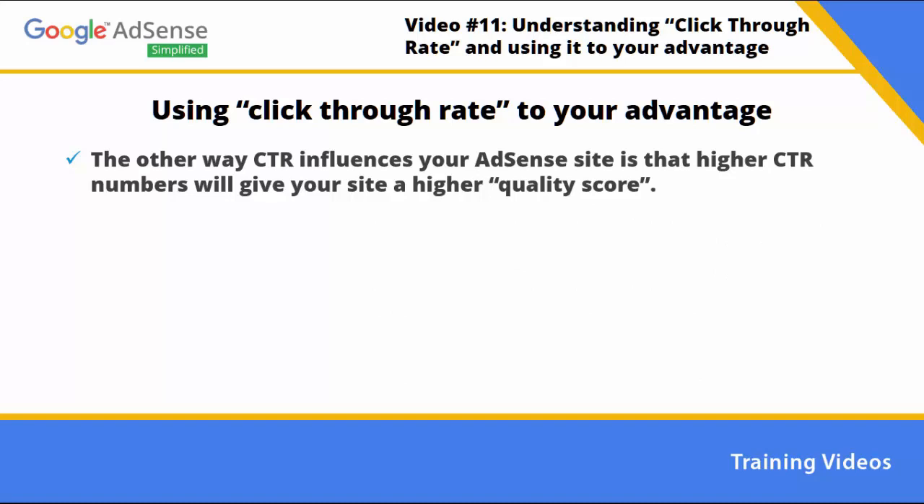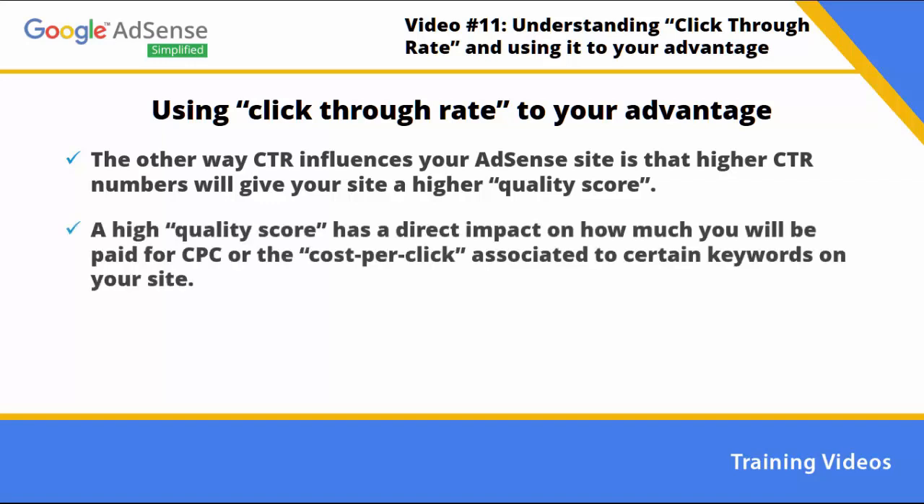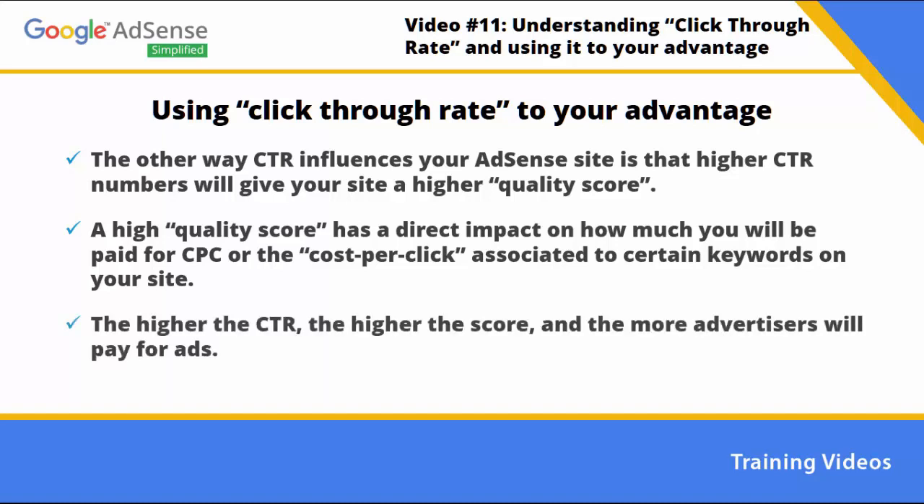site a higher quality score, a metric that Google uses to identify the sites that are performing the best. A high quality score has a direct impact on how much you will be paid for CPC, or the cost per click associated to certain keywords on your site, and on how the ads on your site will be featured when such keywords are entered in the Google search engine. The higher the CTR, the higher the score, and the more advertisers will pay for ads. That means those ads will be featured at the top for related keyword searches, which in the end means that your site will be also among the top results for such searches.